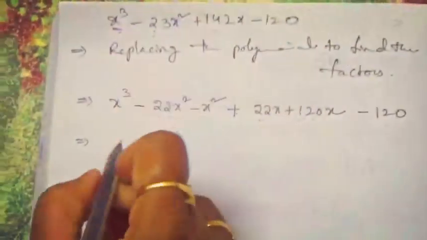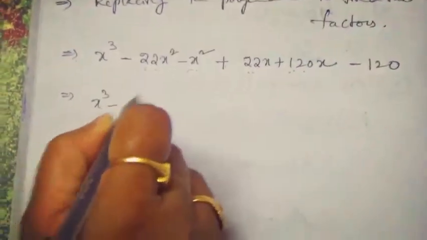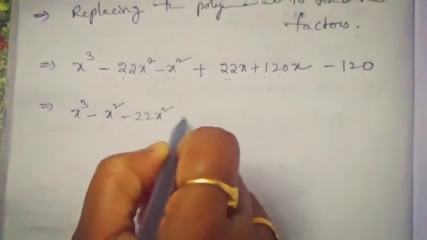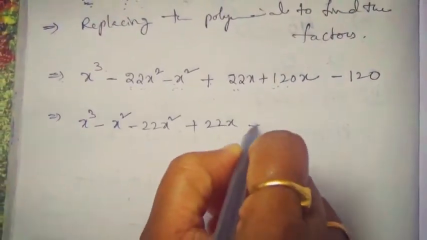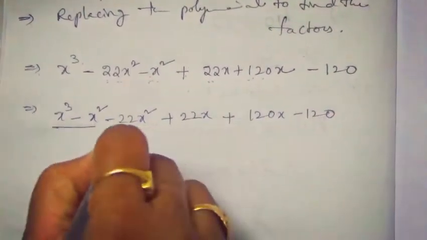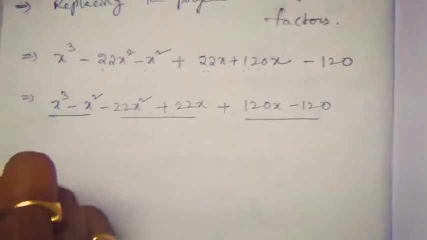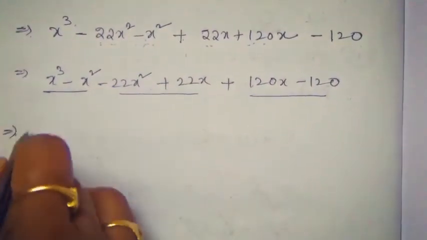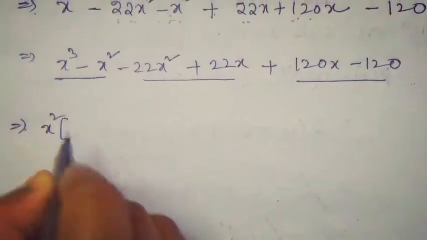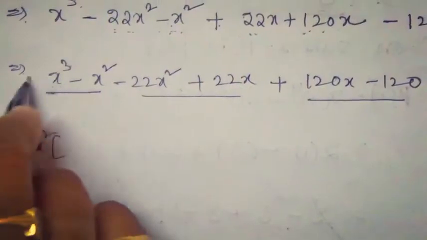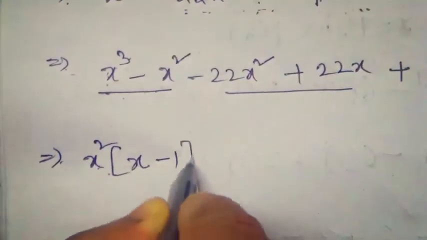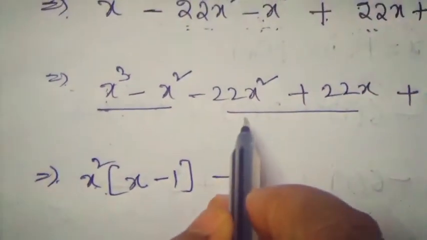I rearranged it. Okay, x cube minus, first of all I am writing this one, x square minus 22x square plus 22x plus 120x minus 120. So look here, take these terms as common. That implies here I am taking x square as common. So after taking x square common, here I remained x minus 1.